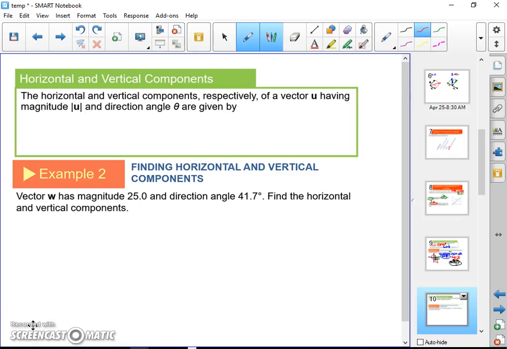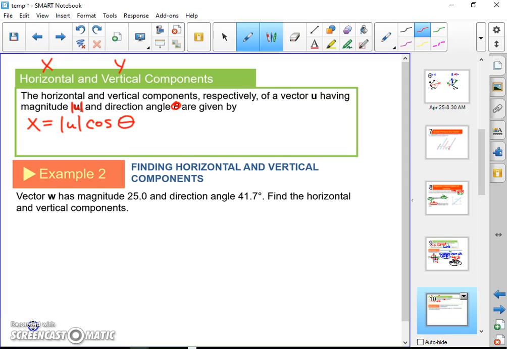Next, we're finding horizontal and vertical components. Keep in mind, horizontal is talking about x, vertical is talking about y. So when we have a vector with magnitude u and direction angle theta, we can find those horizontal and vertical components. Okay? The horizontal component, or the x component, is going to be magnitude u times cosine theta.